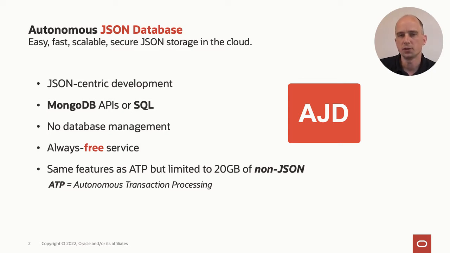There's an always free version of it. It has all the same features as ATP, meaning anything you can do in AJD, you can also do in ATP, the transaction processing version. The only difference is that in AJD, you're limited to 20 gigabytes of non-JSON storage, meaning you can only scale up the JSON data in AJD. But because of this limitation, we offer it at a much lower price.